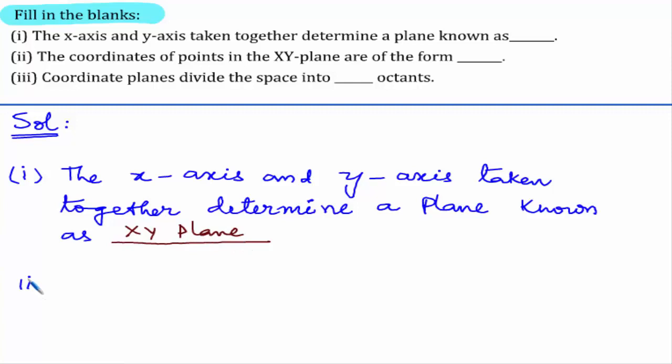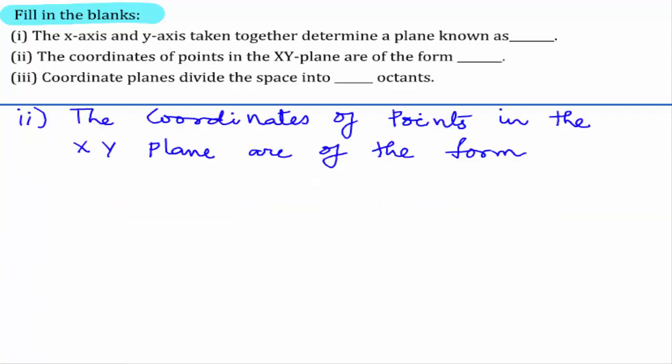Let us see the second one now. The coordinates of points in the xy plane are in the form of, here they are in the xy plane, therefore x will have some coordinate and y will have some coordinate, but as it is in the xy plane, the coordinate of z will be 0.